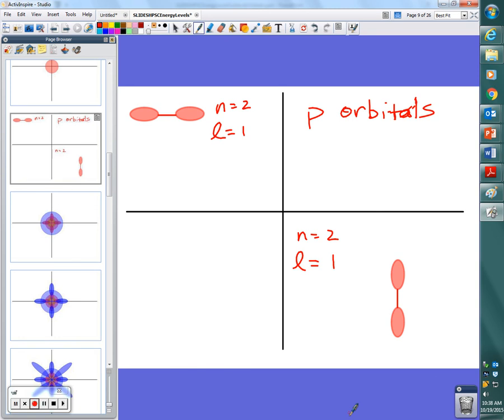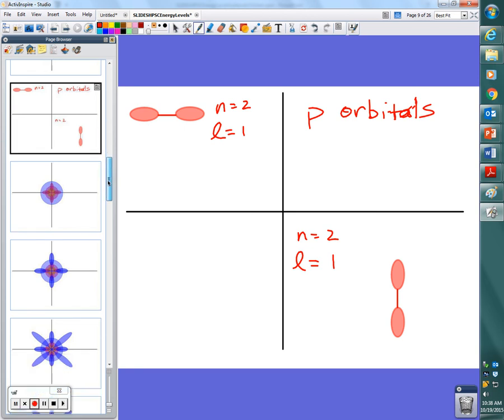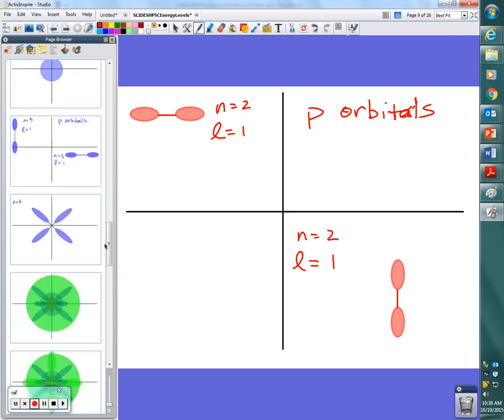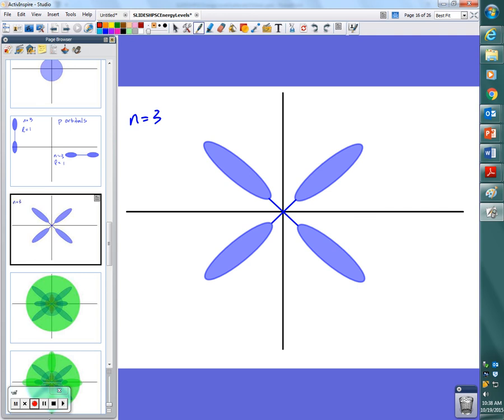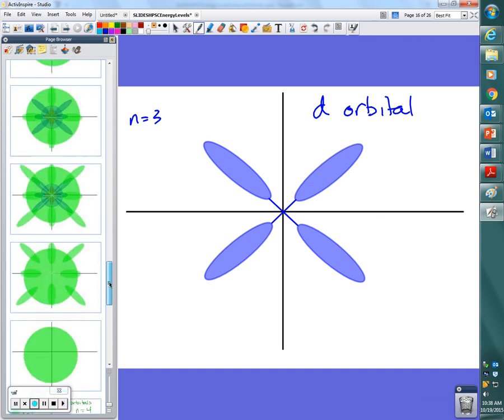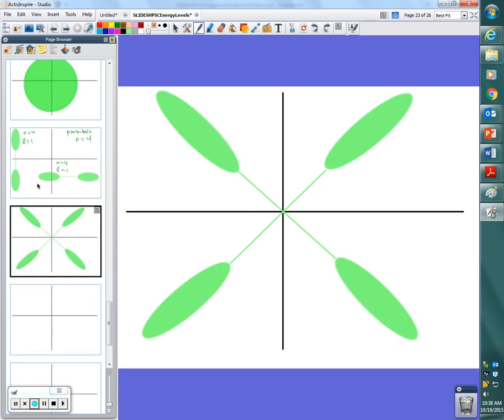All right. When we got to the blues, we added this one, right? The butterfly shape is a d orbital. Any butterfly shape is a d orbital. So that means this is a d orbital as well. Okay?